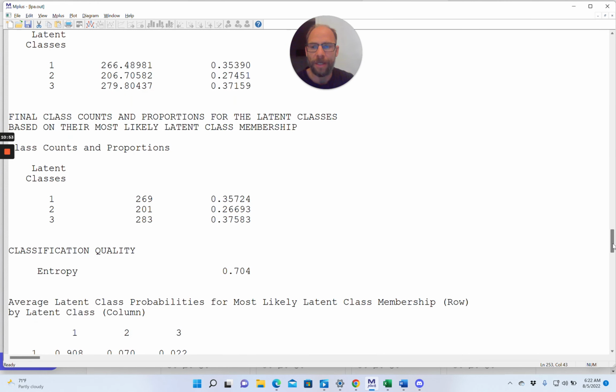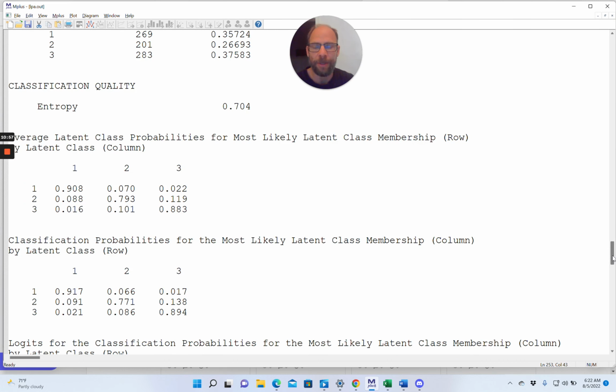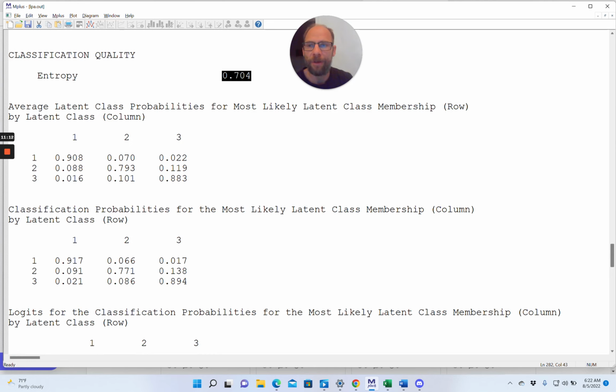And then let's scroll down a little bit. You get an entropy measure as well, which is something that I don't find particularly useful as a fit measure, but some people like to look at the entropy measure as a summary measure of the classification accuracy. What I find more useful are these average latent class probabilities for the most likely latent class membership, which allow you to look at the reliability of classification in each class.